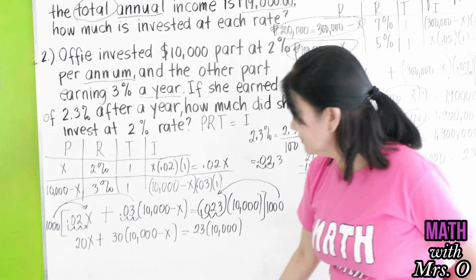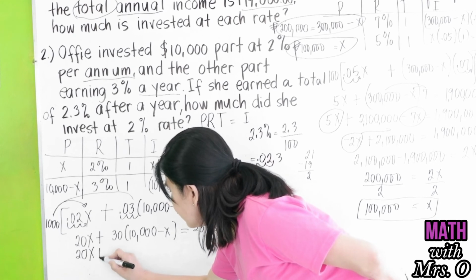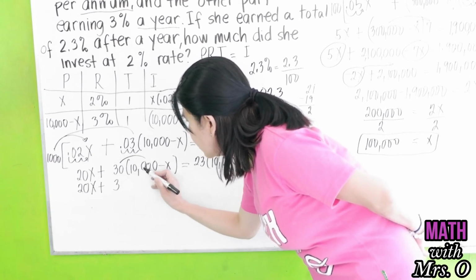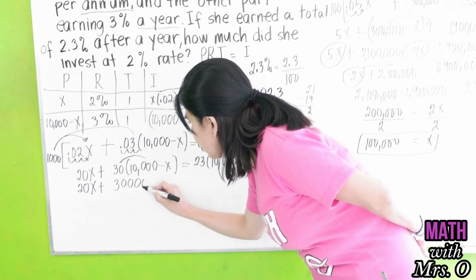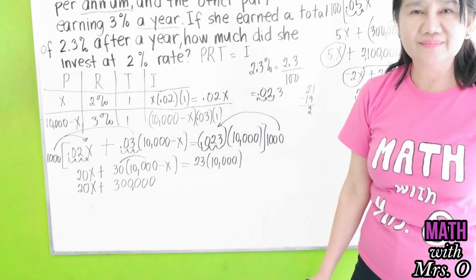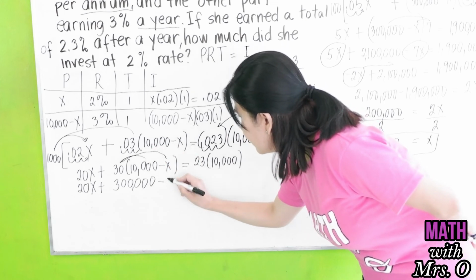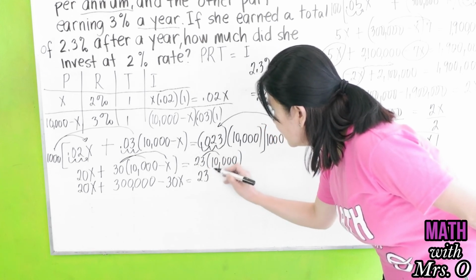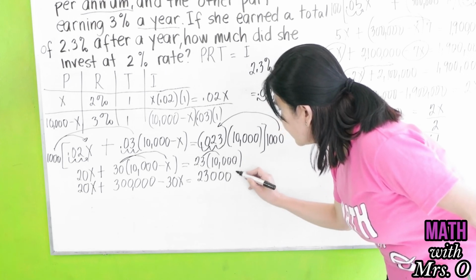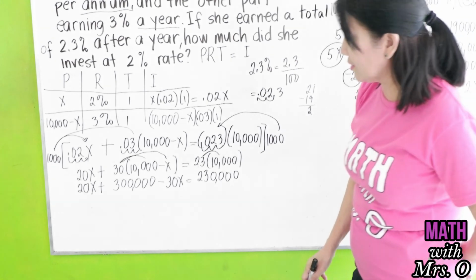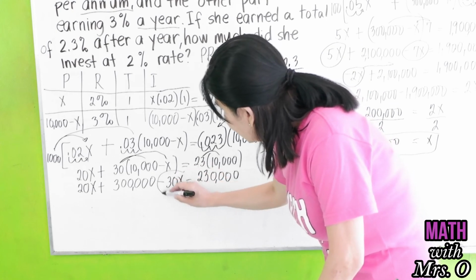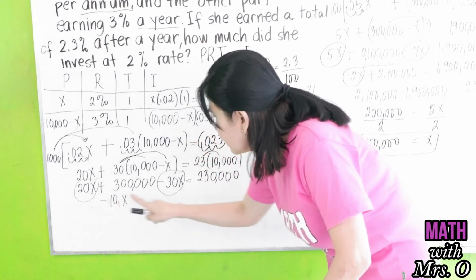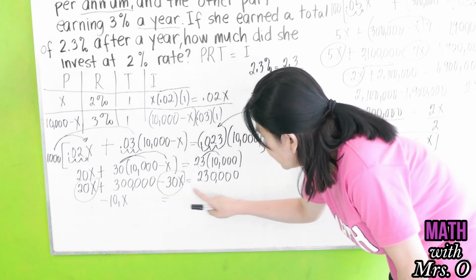Now, simplify again. We have 20x plus 30 times 10,000. 3 times 1 is 3. Count the number of zeros: 1, 2, 3, 4, 5. We have 300,000 minus 30 times x, that is 30x, is equal to 23 times 10,000. 23 times 1 is 23, then 4 zeros: 230,000. Then solve for x. As you can see, negative 30x plus 20x is negative 10x. And then you can transpose 300,000 to the other side.